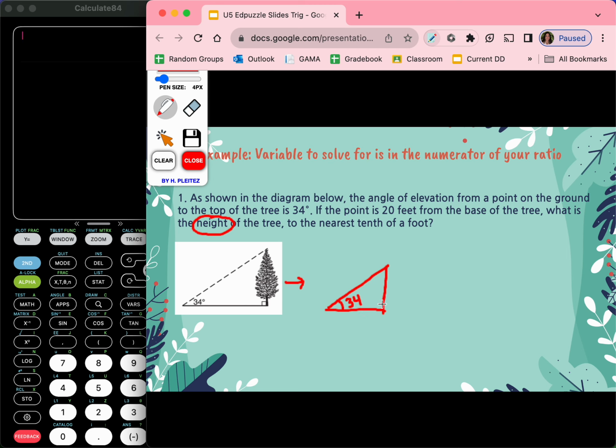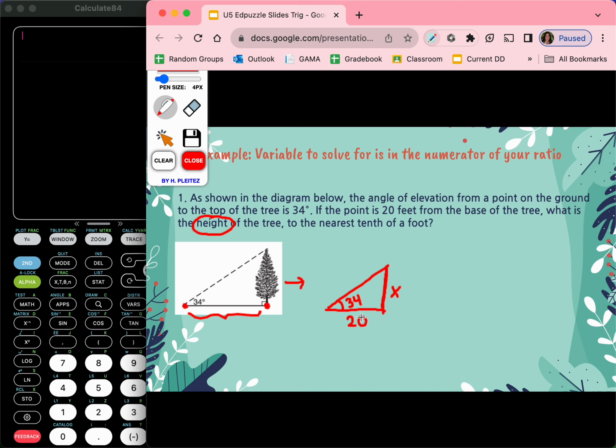Now the height of the tree, again, we're going fully vertical with that one. So that is going to be our x. Now it says a point on the ground. This point on the ground is 20 feet from the base of the tree. So the base of the tree is here. This point on the ground is over here. That 20 is going to go in this bottom region right here.